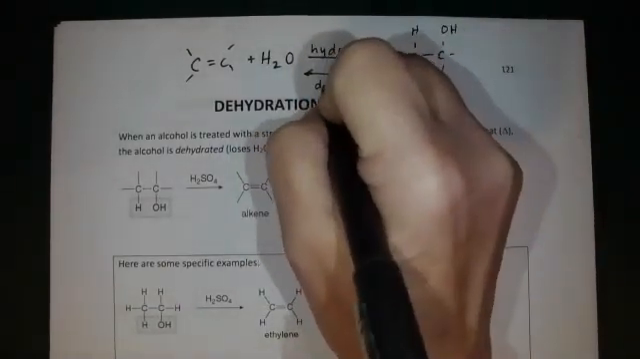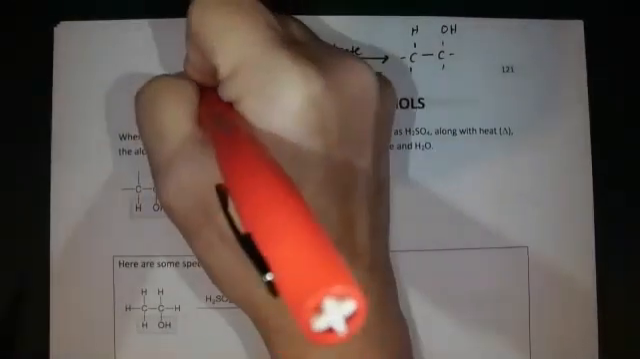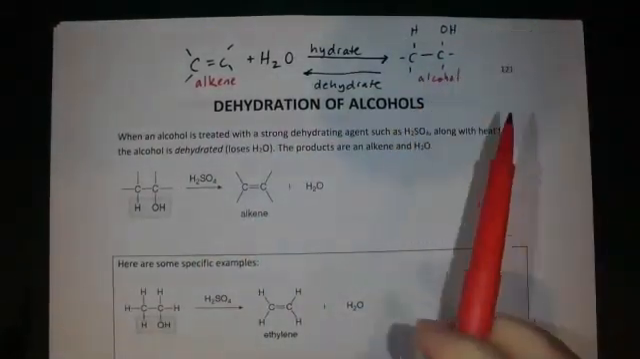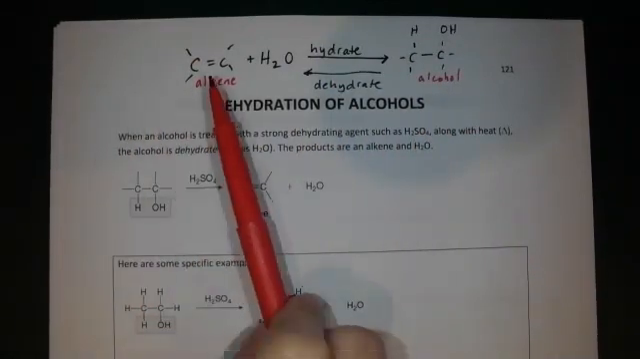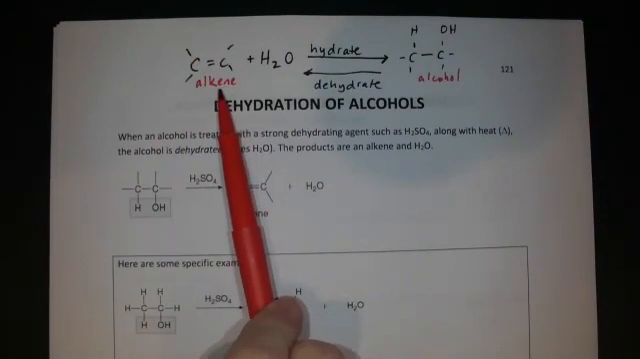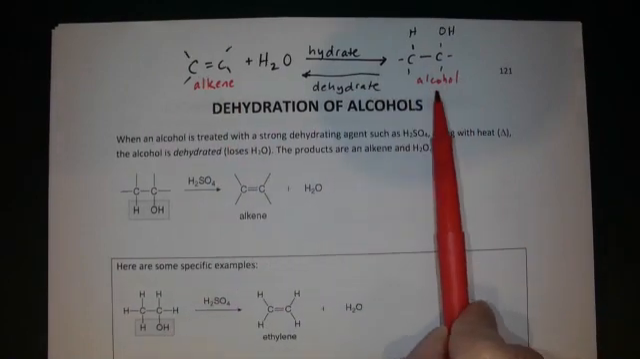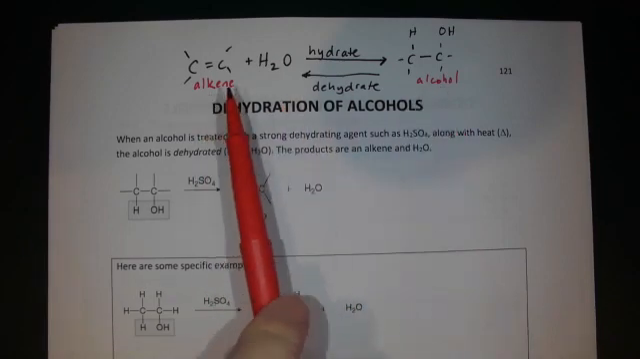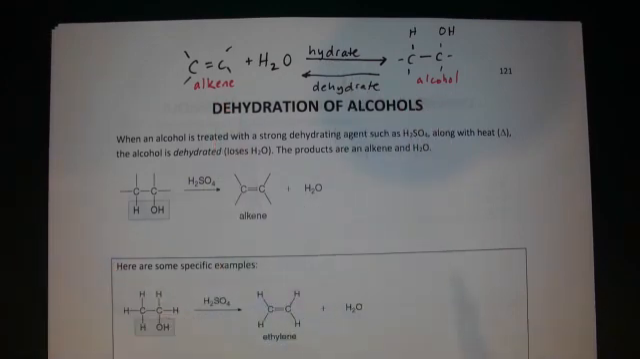The reverse reaction then will be dehydration. So if you hydrate an alkene, the product is an alcohol, which means in reverse, if you dehydrate an alcohol, the product is an alkene. You can hydrate an alkene. You cannot dehydrate an alkene. There isn't any water to remove. You can dehydrate an alcohol, but you cannot hydrate an alcohol. So hydration happens to alkenes, dehydration happens to alcohols, and that's what we'll look at here.